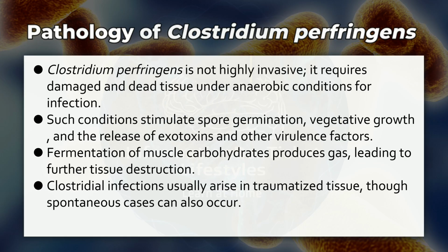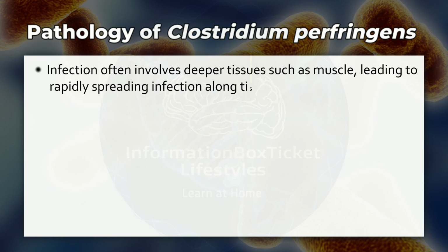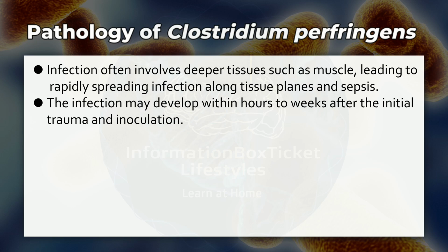Clostridial infections usually arise in traumatized tissue, though spontaneous cases can also occur. Infection often involves deeper tissues, such as muscle, leading to rapidly spreading infection along tissue planes and sepsis. The infection may develop within hours to weeks after the initial trauma and inoculation.